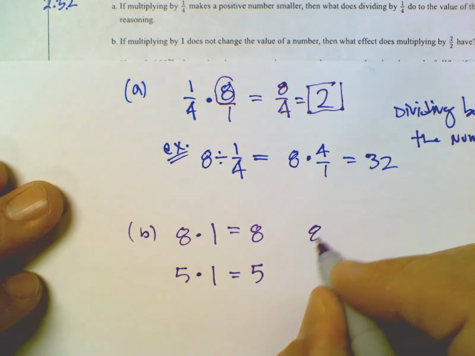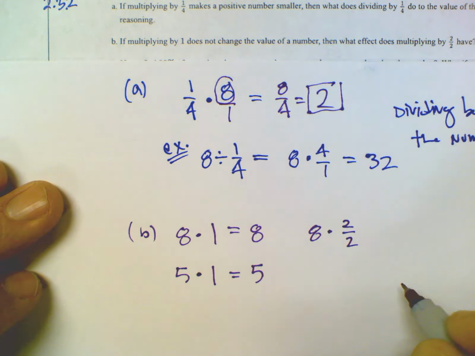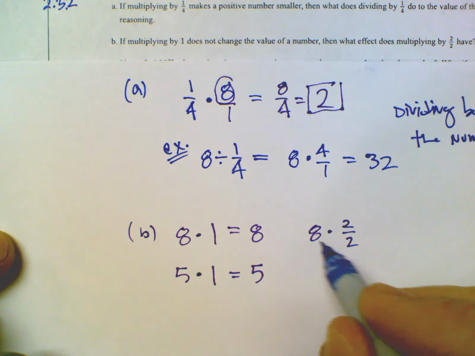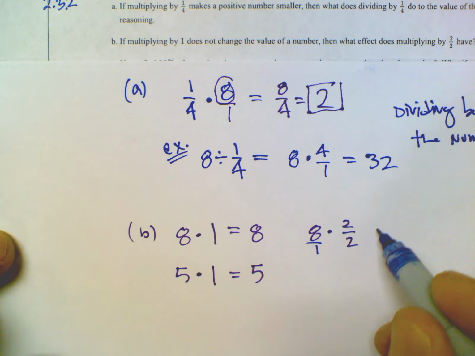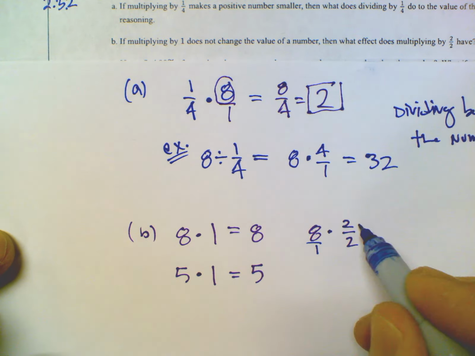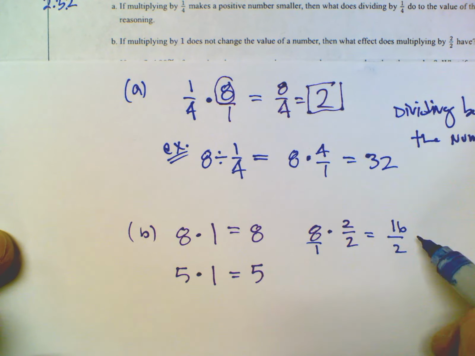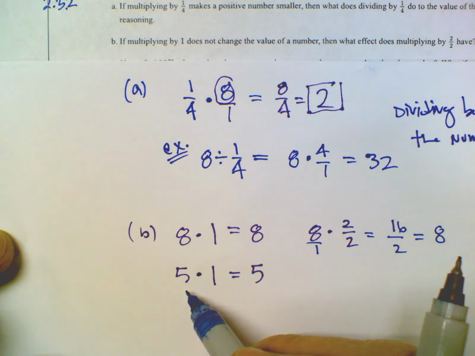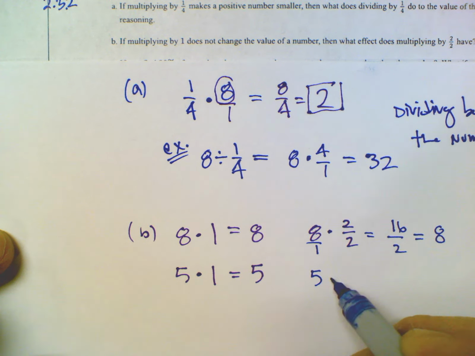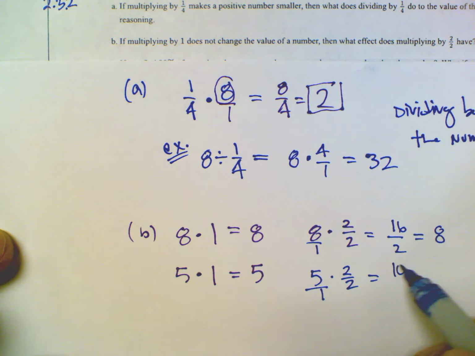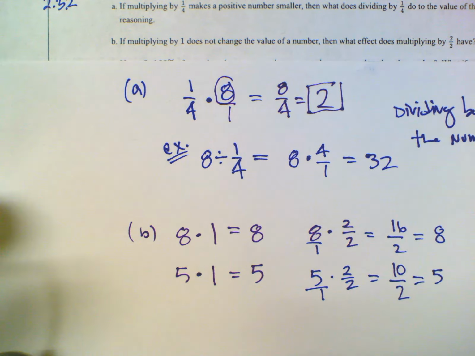Well, 8 times 2 over 2, remember, if you're going to multiply a fraction times a whole number, you put the whole number over 1, you multiply straight across. So 8 times 2 is 16. 1 times 2 is 2. And then 16 over 2 divides out to be 8. So it didn't change the number. Will that be the same thing for 5? Let's check it. So 5 times 2 over 2. Again, we put that 5 over 1. We multiply straight across. I get 10 over 2, which divides to be 5. Sure enough, it's the same.